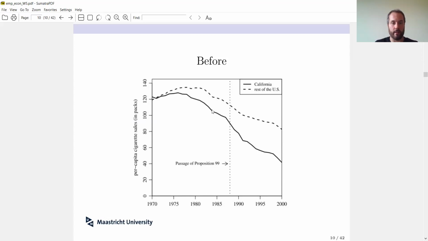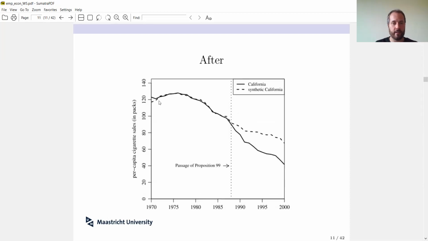Here we have the California development, and here we have the average of all the other states in the US. You see that there are no parallel trends before the treatment, and of course then, whatever happens after the treatment doesn't give you any information because they were already non-parallel before the treatment. And now let's compare this with the synthetic control. Yeah, you see here now both lines are really, really close before the treatment takes place. And then after the treatment takes place, you see this divergence here. So it seems like the synthetic control really matches California pretty well.